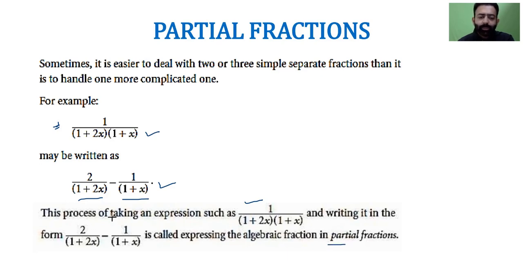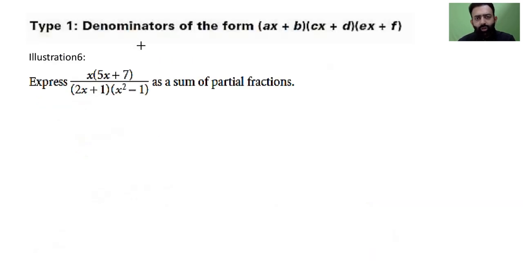The word partial means you have separated the complete fraction into two parts. One part has the denominator 1 plus 2x, and another part has 1 plus x. So let us discuss type 1. Type 1 of the complex algebraic fraction means the denominator is of the form (ax plus b)(cx plus d)(ex plus f), and so on. There won't be any expression with more than 3 linear factors in the denominator; in your syllabus, questions will be asked for a maximum of 3 linear factors.